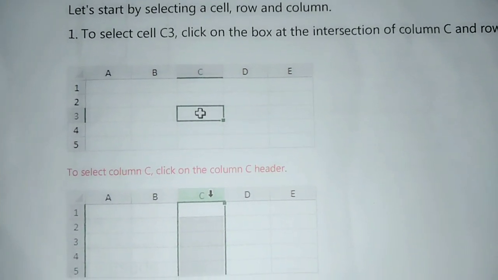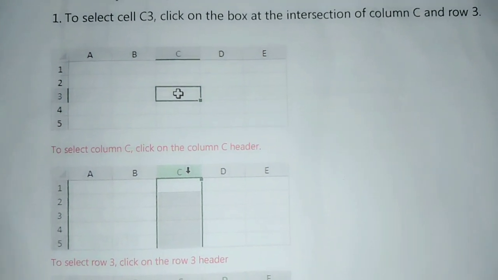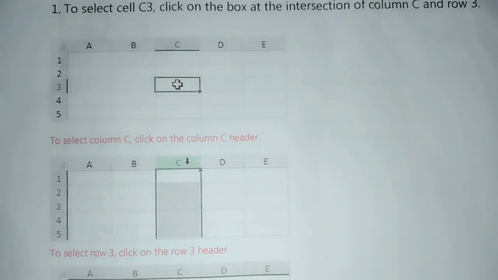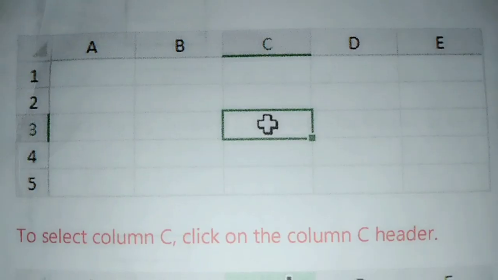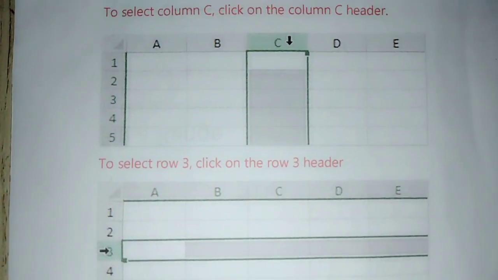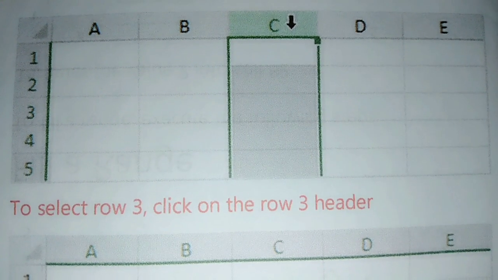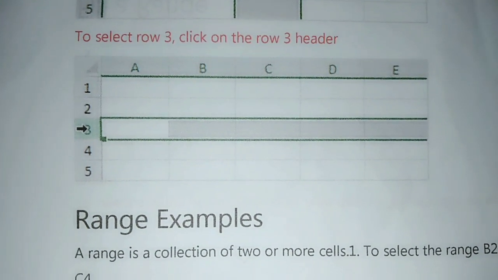Cell, row, column. Let's start by selecting a cell, row and column. To select the cell C3, click on the box at the intersection of column C and row 3. To select column C, click on the column C header. To select row 3, click on the row 3 header.